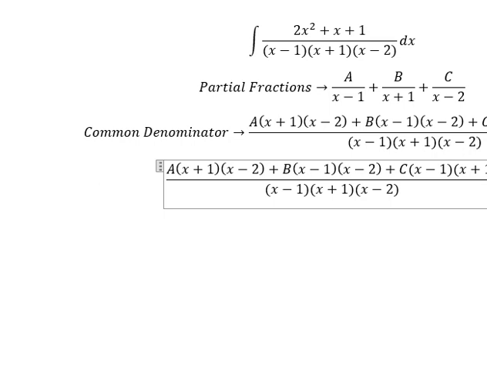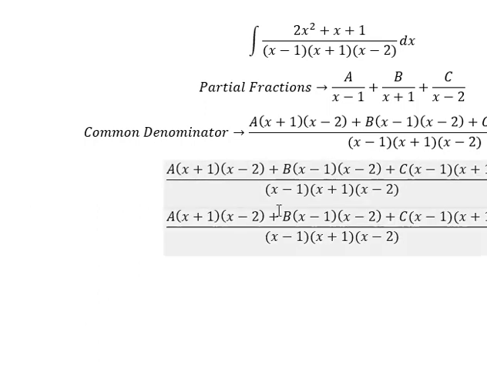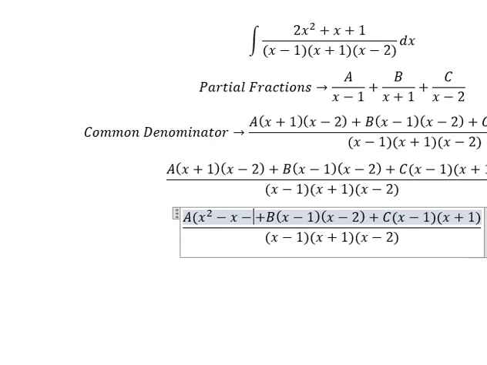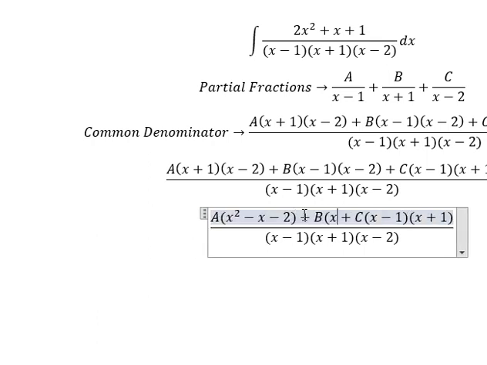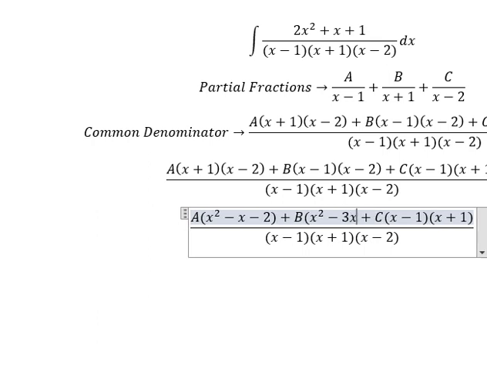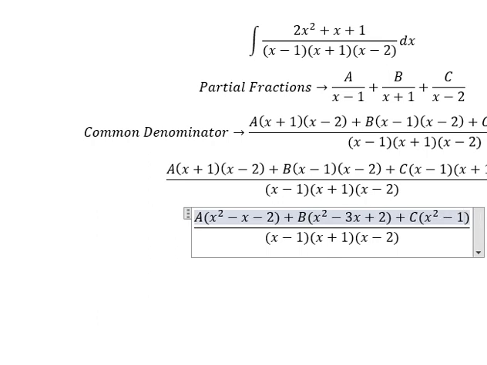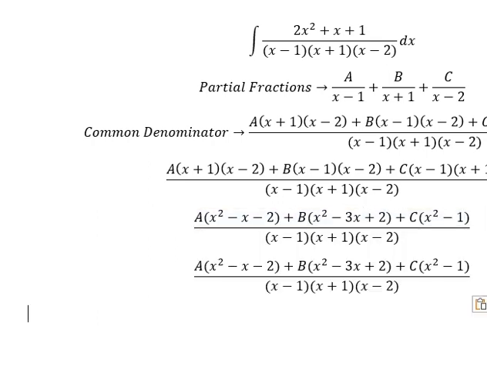So we need to expand this one, and this one. So this one we have s squared minus s minus 2. This one we have s squared minus 3s plus 2. And the last one, that is s squared minus 1. Next, we need to arrange based on the terms of s.